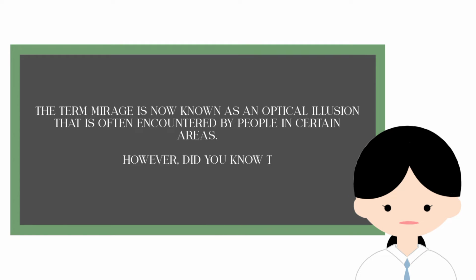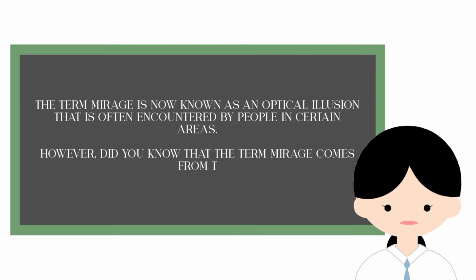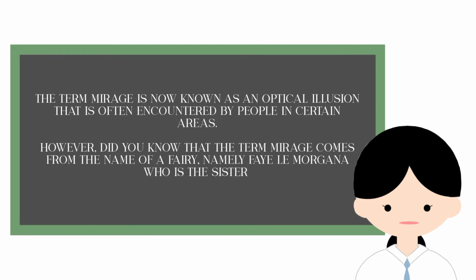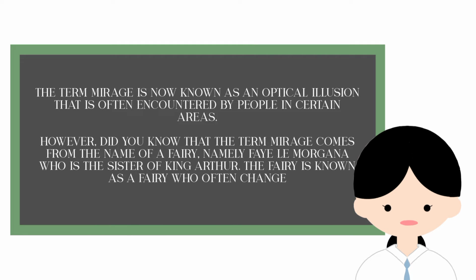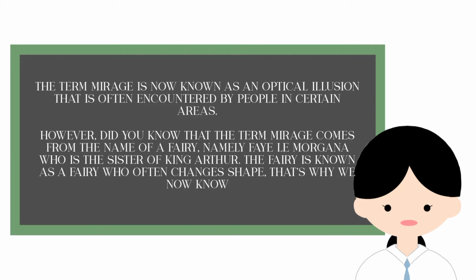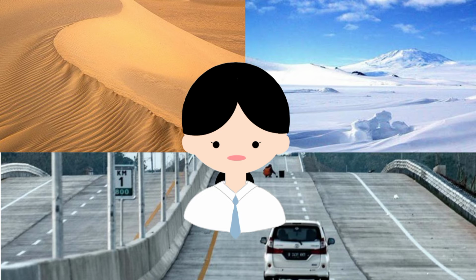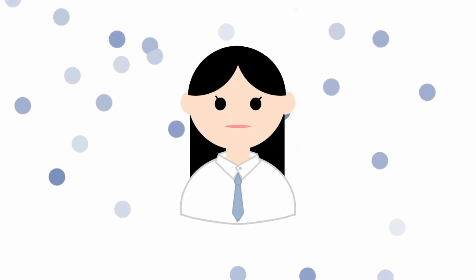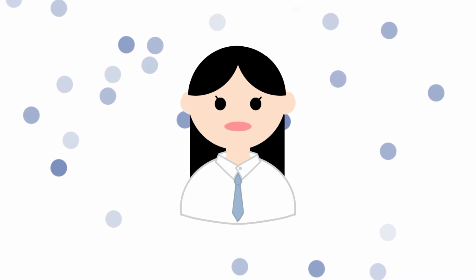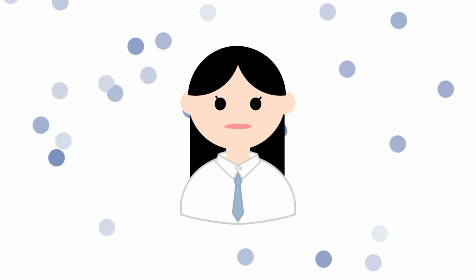However, did you know that the term mirage comes from the name of a fairy named Fatamorgana, who is the sister of King Arthur? The fairy is known as a fairy who often changes shape. That's why we know now the term mirage. Besides occurring in deserts, mirages are also often found in ice fields as well as open places. Mirages consist of various types, as follows.